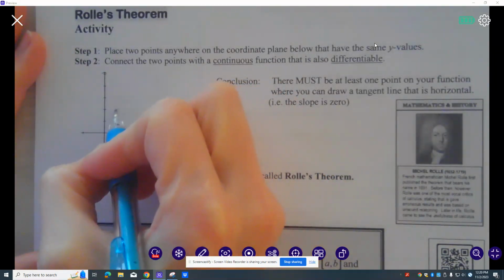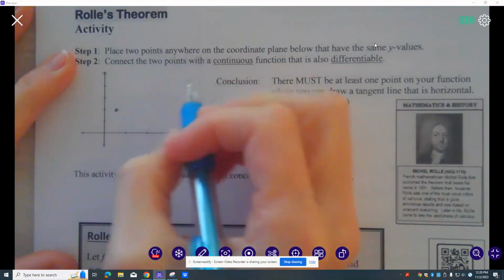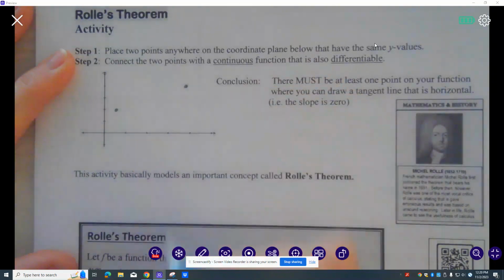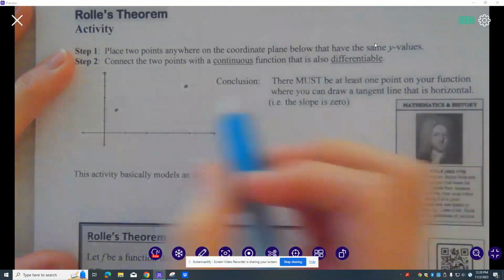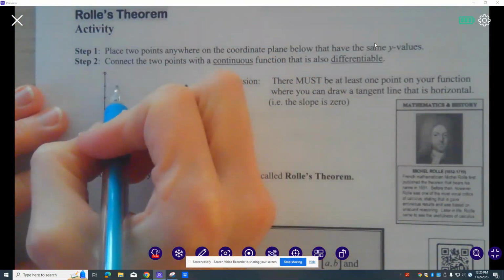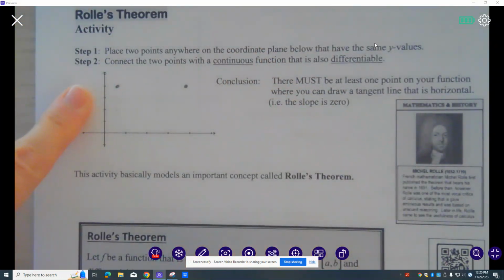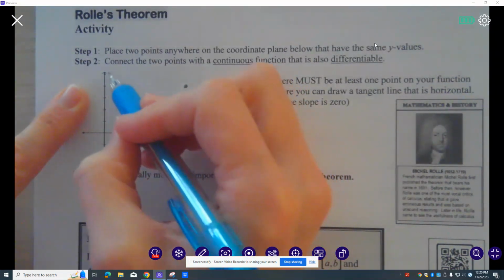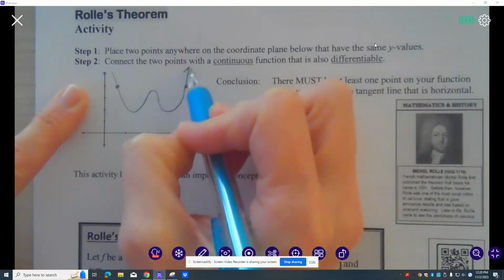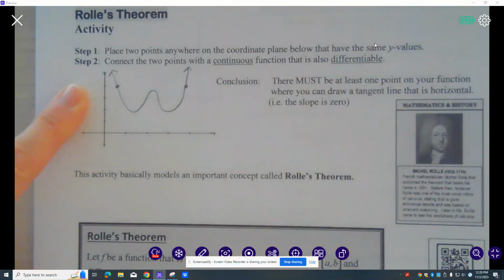Yours might look different. So it says place 2 points anywhere on the coordinate plane. I'm trying to place them by a coordinate point that have the same y value. I did not do that. Let me do that. Connect the 2 points with a continuous function that is also differentiable. So no corners, no cusps, no nothing. Doesn't matter what it looks like. I chose to do that.